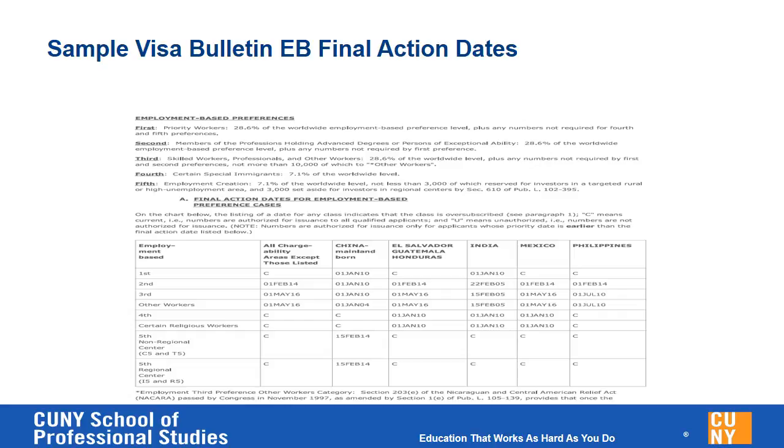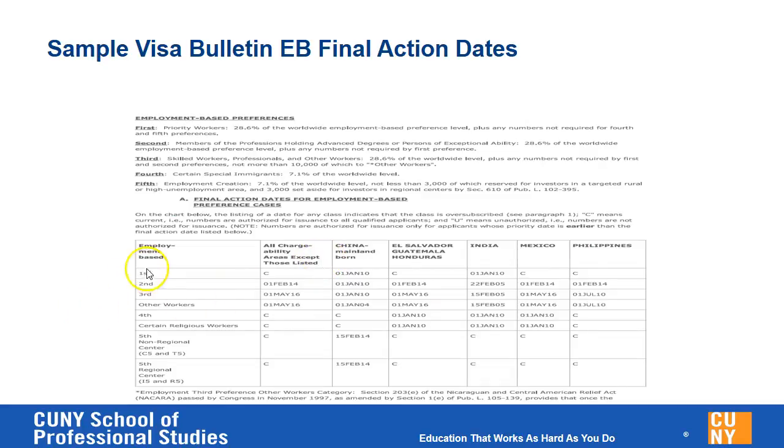This is taken from the Visa Bulletin. You can see how it is organized. It's organized by family-based and employment-based. This is a printout of the employment-based part. You can see these are the final action dates, and you can see them based on the preference category, first, second, third, and so on, and then the chargeability area. You can see whether a person can apply.